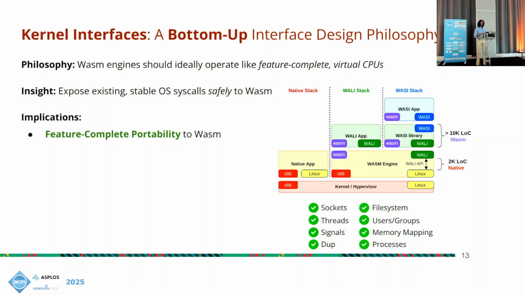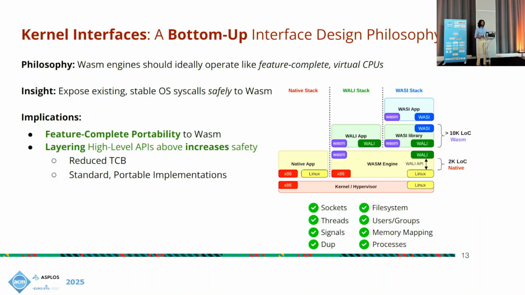Now, most people think when I propose a solution like this that we're actually defeating the purpose of security because, hey, we're letting our application access all these syscalls, which are potentially unsafe. But what we actually argue is that we increase security because now we can layer high-level APIs over kernel interfaces. So now that WASI library that's divergent and buggy can sit as WASM code over the engine. So what this does is actually reduce our TCB and allows for standard and portable implementations across numerous WASM engines.